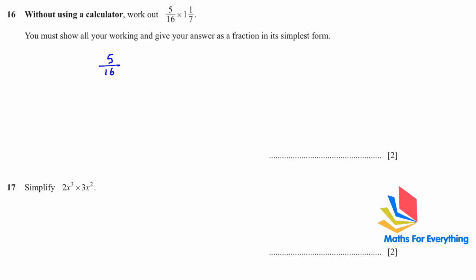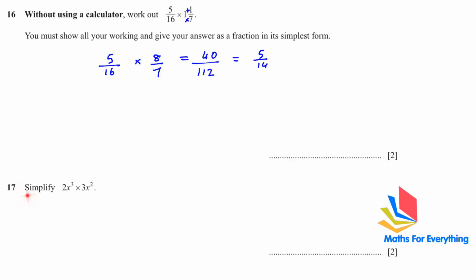Write 5 over 16. Change the mixed number into improper fraction. And we can do that directly in the calculator, or 7 multiplied by 1, 7 plus 1 is 8 over 7. I'm sorry, this is not a plus, it's a multiply. Now multiply the numerators first. 5 multiplied by 8, 40. And then the denominator, 16 multiplied by 7. Now put the fraction in the calculator. And you will get 5 over 14.